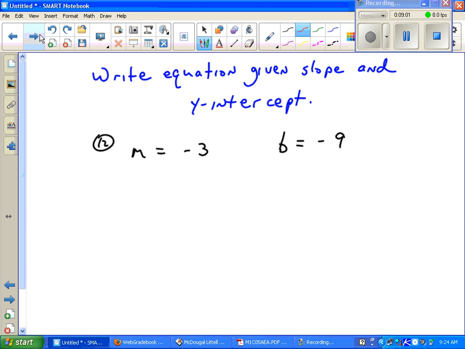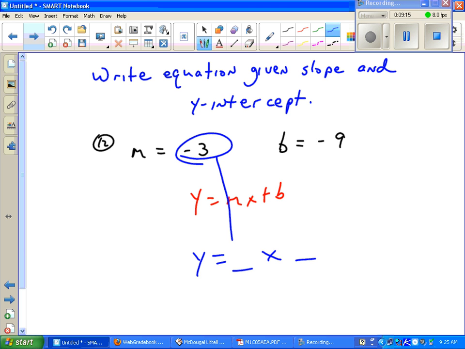Number 12, write the equation given slope and y-intercept. Y equals mx plus b, slope-intercept form. Leave it as y, leave equals, and leave x. All you're doing is plugging in m and plugging in b. M's value goes right there, negative 3. B's value goes right there, negative 9. Y equals negative 3x minus 9.